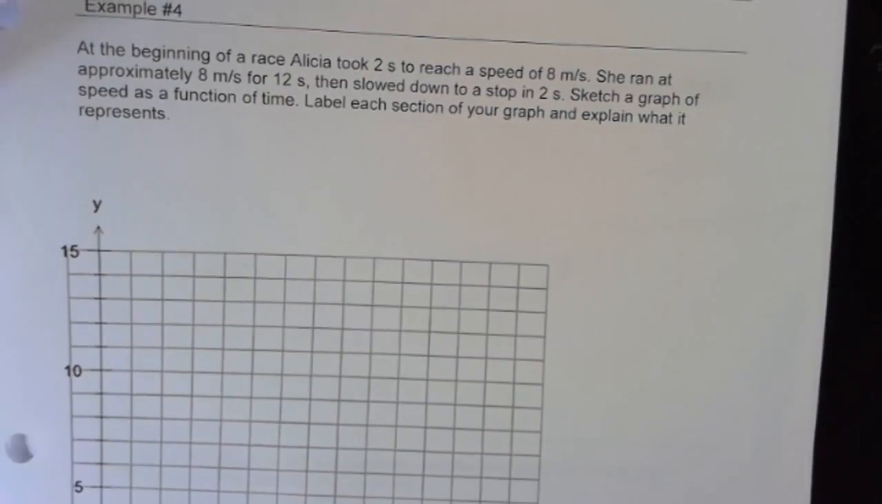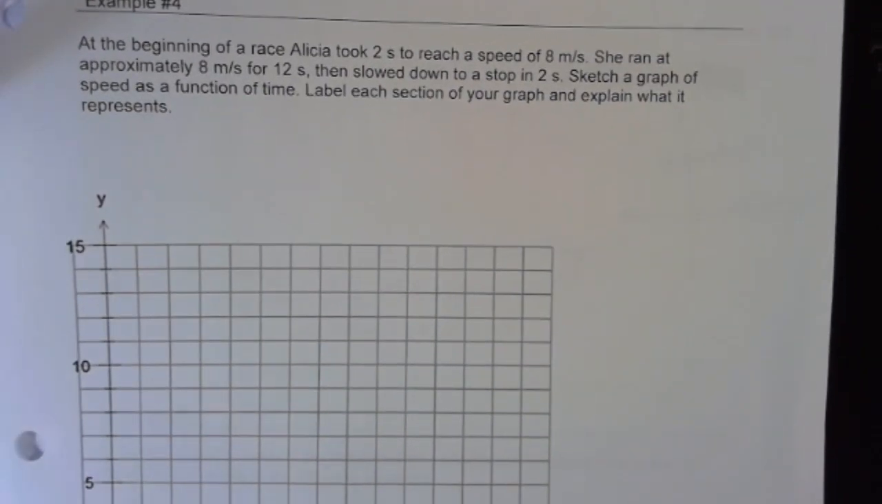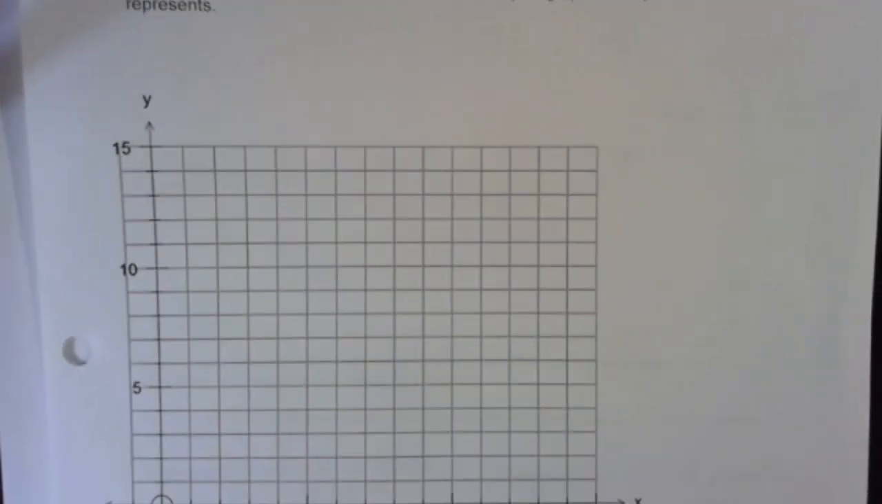Let's see if we could make one. So let's read it through together. At the beginning of a race, Alicia took 2 seconds to reach a speed of 8 meters per second. She ran at approximately 8 meters per second for 12 seconds, then slowed down to a stop in 2 seconds. Sketch a graph of speed as a function of time and label each section of your graph and explain what it represents. Okay, so I'll let you pause here and try drawing it for yourself.